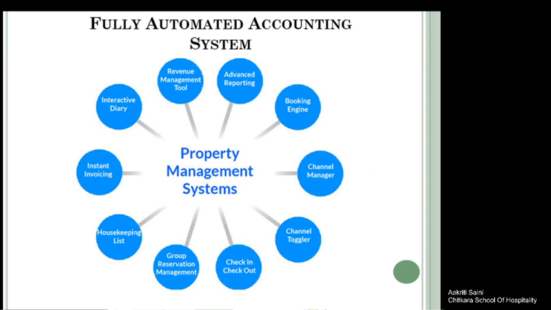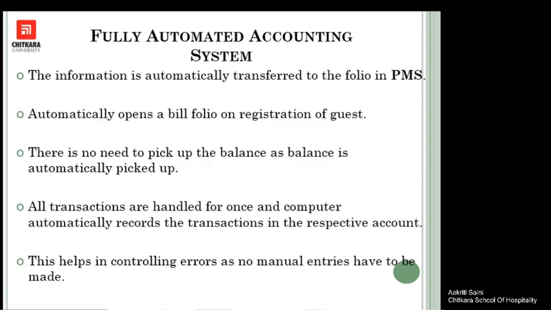Now, if we talk about the fully automated accounting system, and further we will discuss about the semi-automated system. Now, the property management system that the hotel is using in the hotels, we can say that as a fully automated system which takes care of the revenue management, booking engine, channel toggler, check-in, check-outs, reservations, housekeeping lists, etc., that you can see on the screen. So, the fully automated system means when your bills are automatically transferred into the property management system, which is known as a PMS, and it also opens the bill folio in the name of the guest.